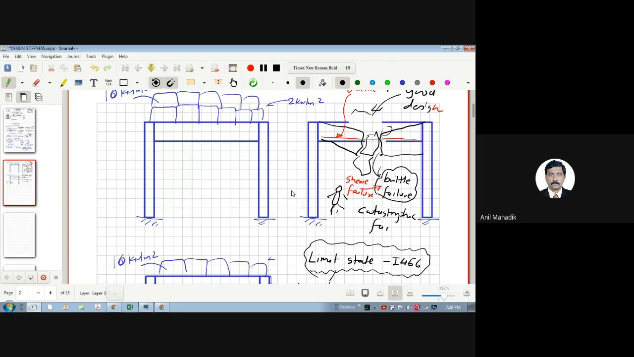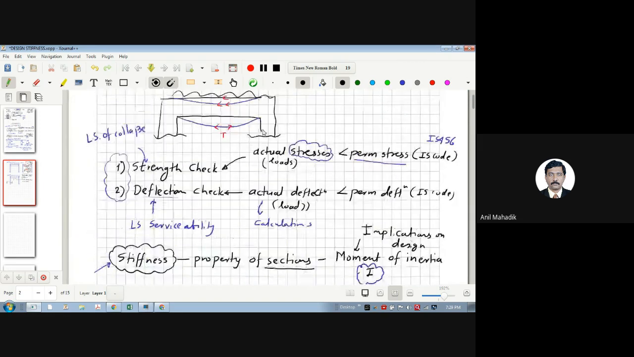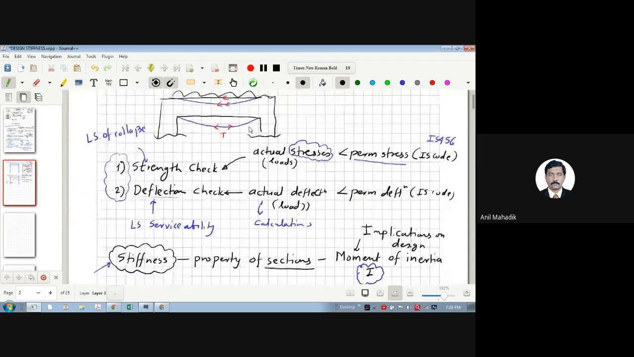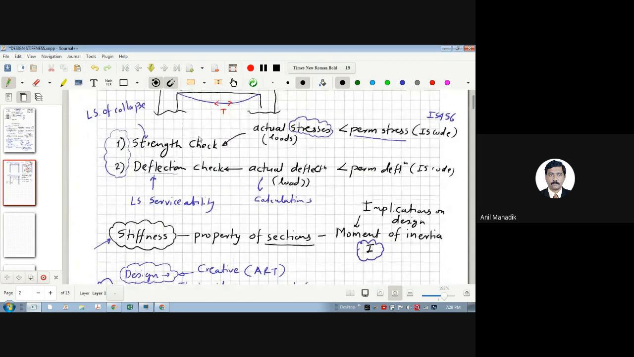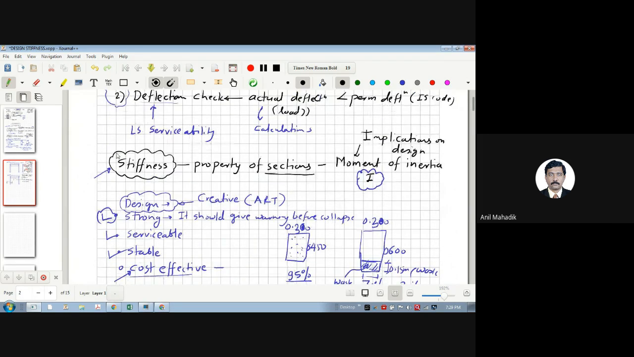Now I hope you have got the overall criteria regarding the design. So what is meant by design here? What is meant by design? Then what do we check in design: strength check and deflection check, that is serviceability. Then what is the important parameter in design? Stiffness and size of the member. And stiffness means we can say moment of inertia, related to moment of inertia.